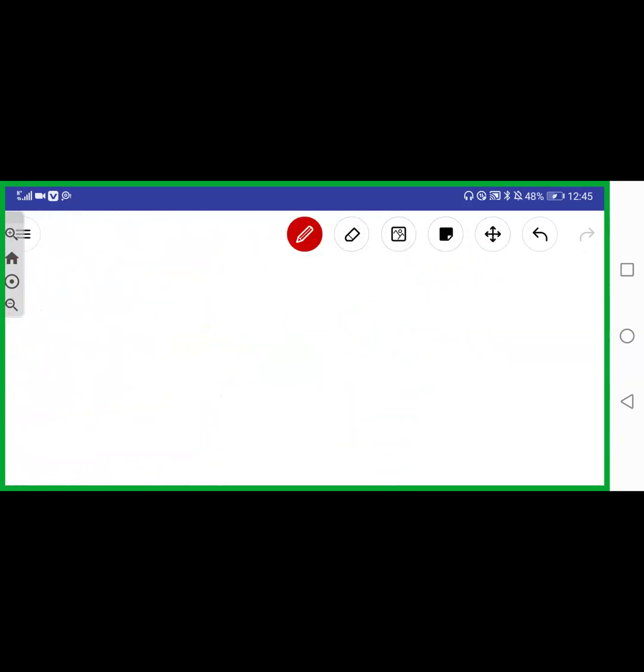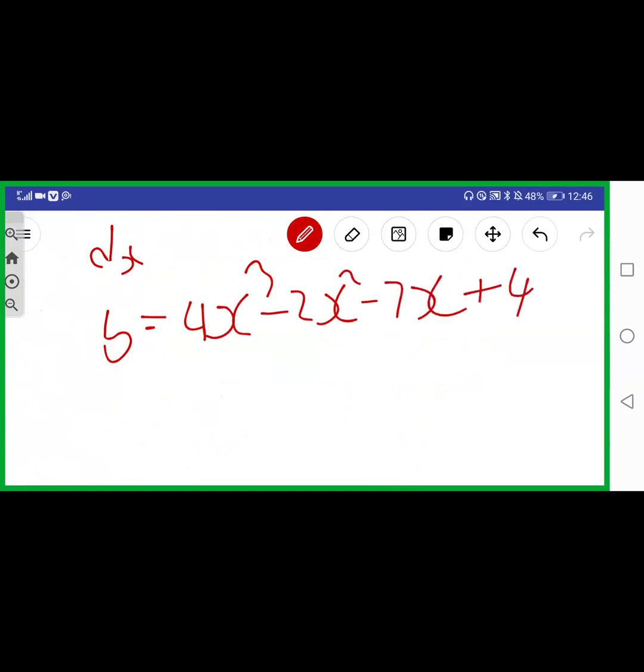Let's talk more. Suppose I say, determine dy over dx for the following equation: y is equal to 4x to the power 3 minus 2x squared minus 7x plus 4. I'm going to need you to listen very carefully because I'm doing this example, then we are through. When they say determine the derivative for the following equation, y equal to, you start by saying dy over dx, then that will be equal to.